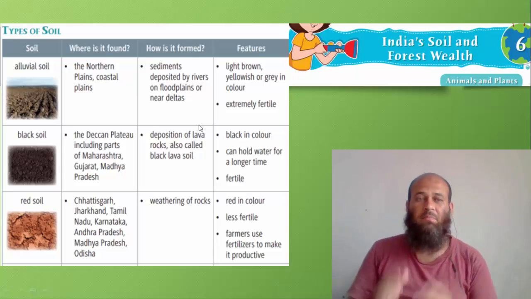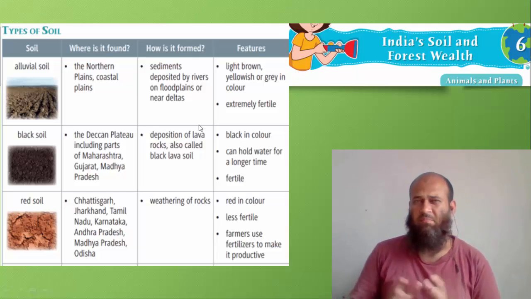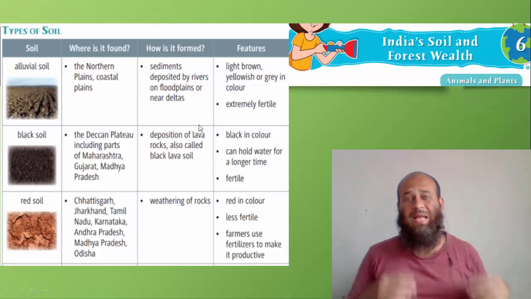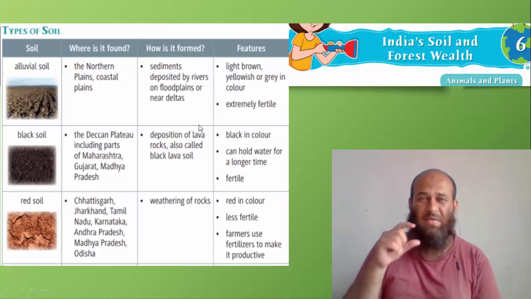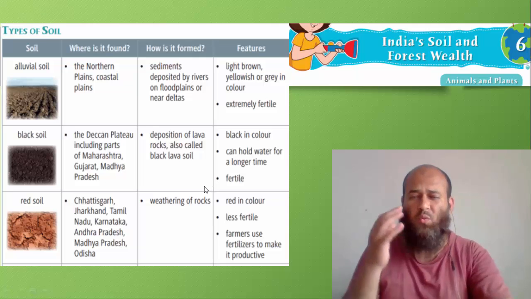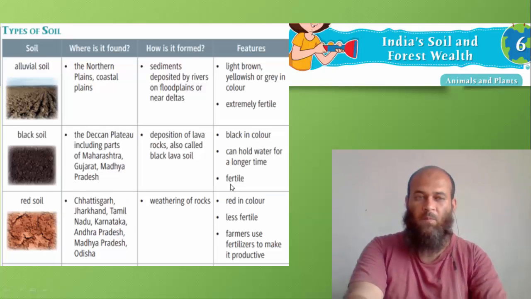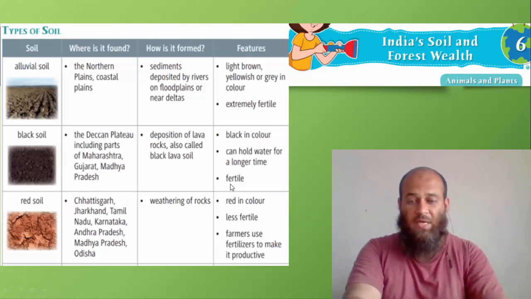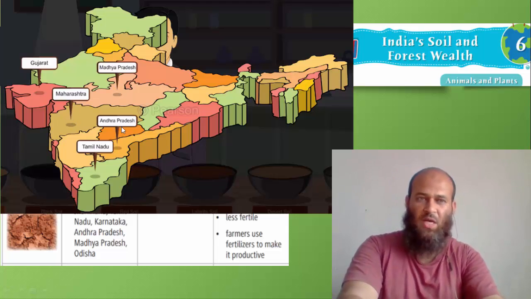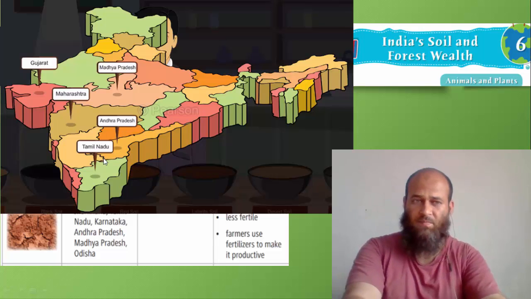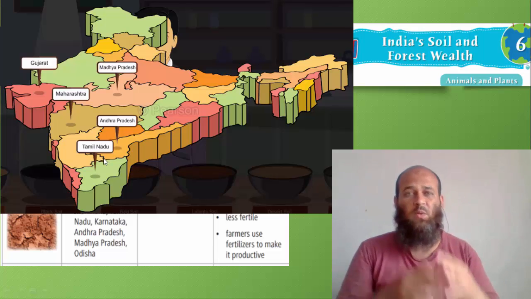Then let's talk about black soil. Black soil is black in color. Majorly in Aurangabad you will find black soil, like near our school where farming is done. So that soil is majorly black soil. It can hold water for a very long time and it is also fertile. Where do you find those? You find black soil in Maharashtra, Madhya Pradesh, Gujarat, Andhra Pradesh and Tamil Nadu. Not the whole of Maharashtra is black soil, but in major parts you will find black soil.